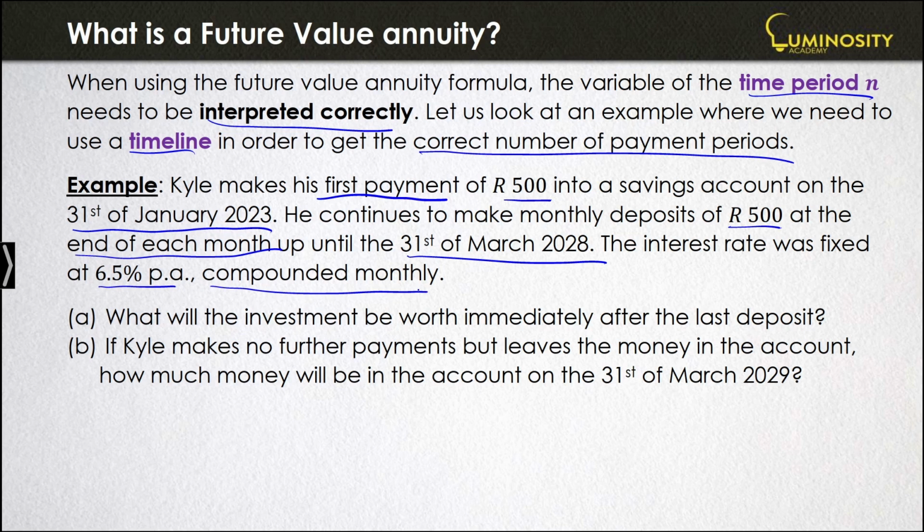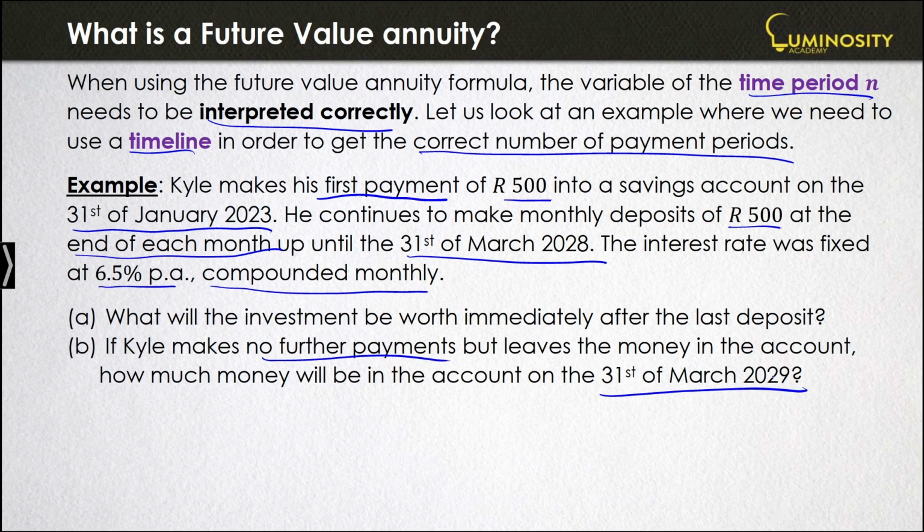Okay, so here's our nominal interest rate. So we'll have to use the formula for compound monthly, so it's going to be your interest rate divided by 12. Okay, and then we'll adjust the time period into months. What will the investment be worth immediately after the last deposit? And then if Kyle makes no further payments but leaves the money in the account, how much money will be in the account on the 31st of March 2029?